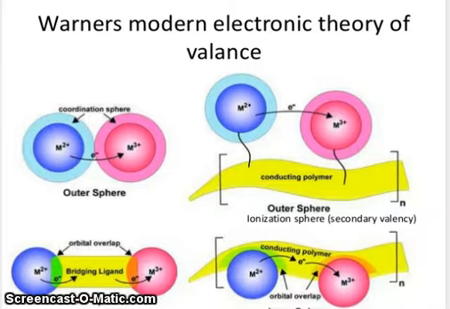You can see the outer sphere, you can see the inner sphere. You can see the outer sphere, the ionization sphere.